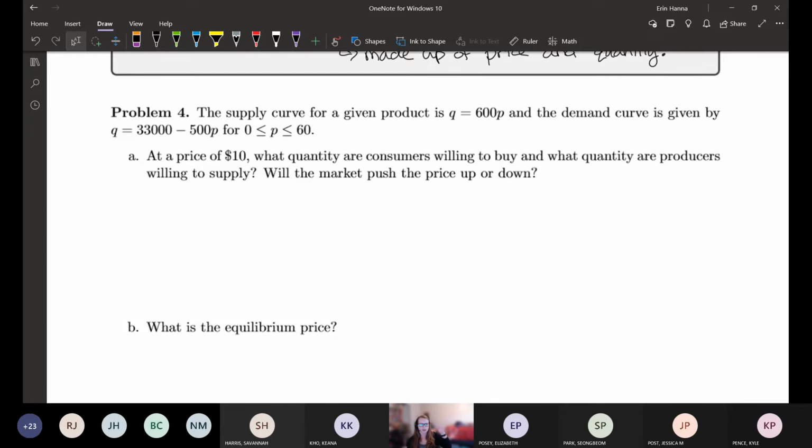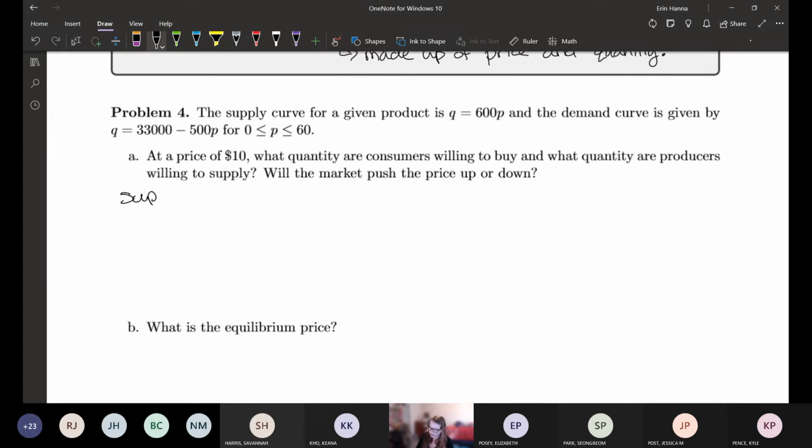This is another situation where it's usually in terms of P and Q, and sometimes the Q is solved for and sometimes the P is solved for, so it can depend on the question. And in this case, we're going to cut off the price. We're going to keep it between 0 and 60 just for this situation. So at a price of $10, what quantity are consumers willing to buy and what quantity are producers willing to supply? Will the market push the price up or down?